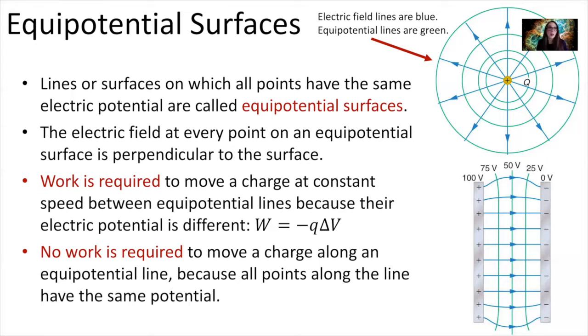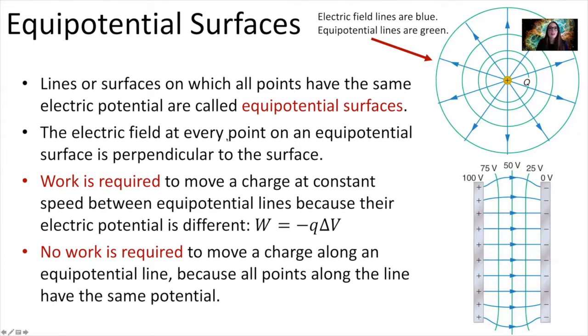It's easy to draw the equipotential surfaces around a single charge. Here's our single positive point charge again. We've got our electric field lines in blue emanating away radially. All these green lines are points all around that charge that have the same electric potential. We would call this an equipotential surface because any point along, let's say, this outer green ring would have the same potential.